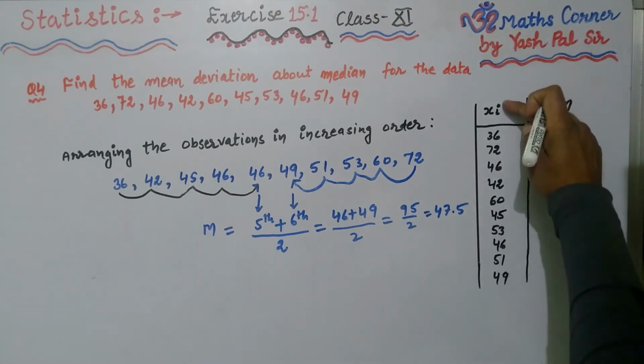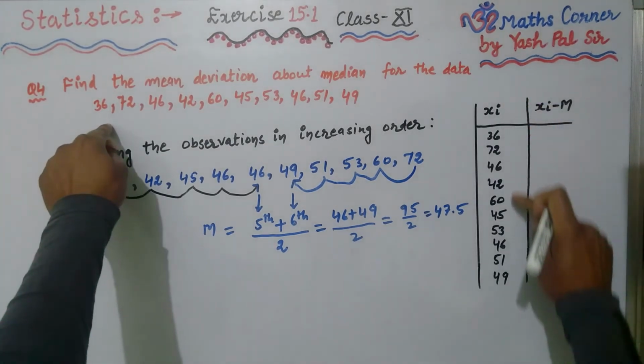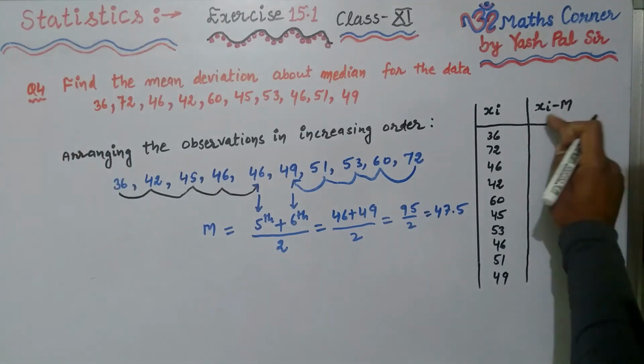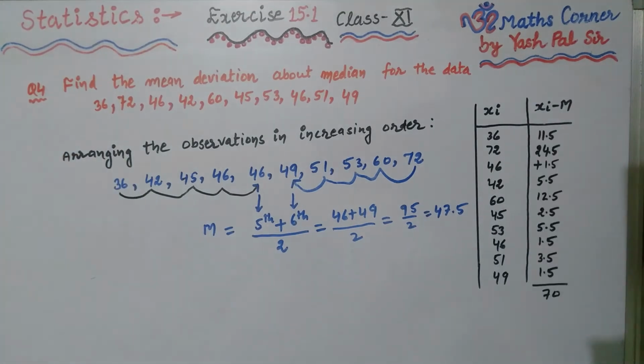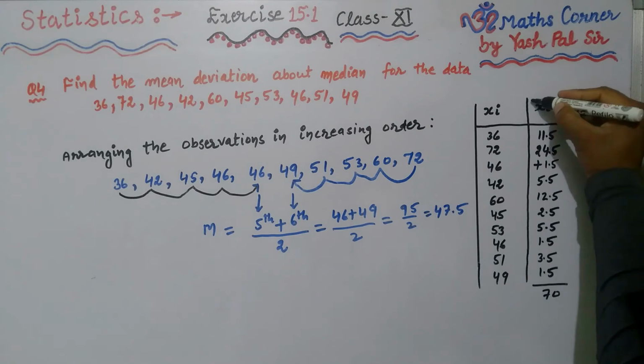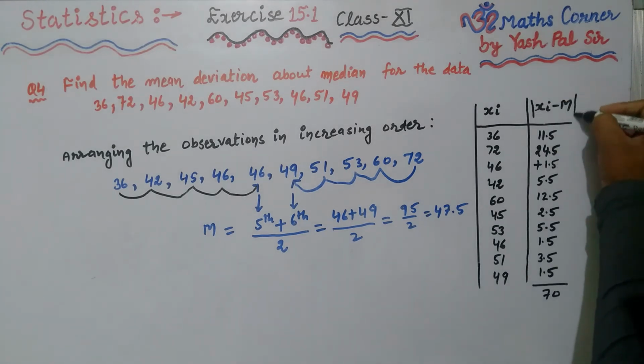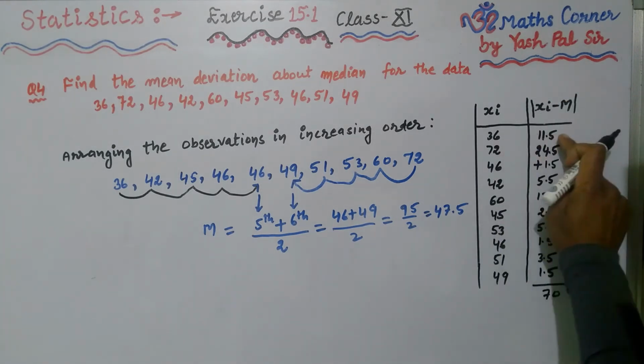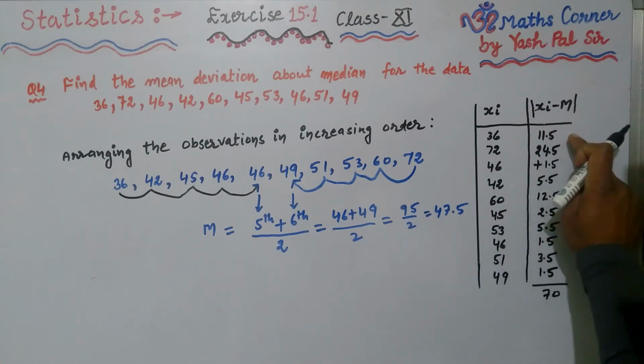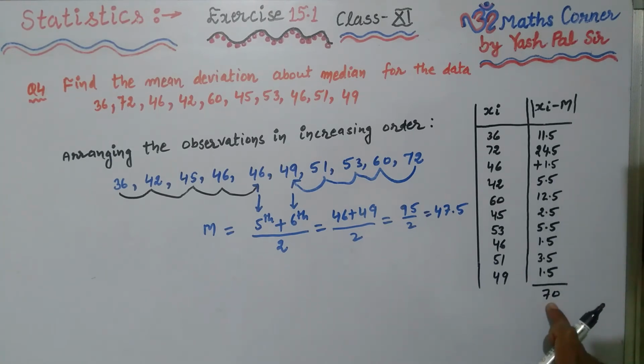Now under the heading of xi we write all the observations. Now xi minus median. Moreover, we are taking the modulus sign also here in the second column. So all the differences become positive, and the sum of this is 70.